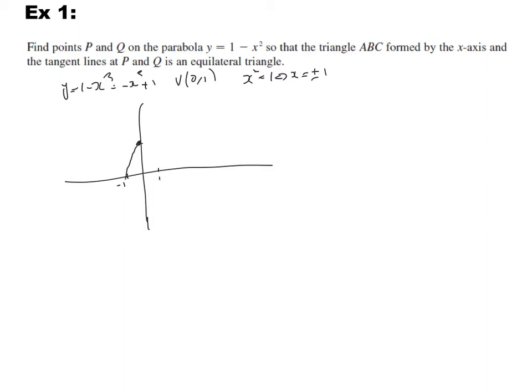So our parabola looks like this shape. Now we have to find two points P and Q such that if I draw the tangent, let's say P is here, Q is here, then the tangent, one of them is here, the other one is going to be here. If I call this triangle A, B, C, and this point O, triangle ABC is equilateral.